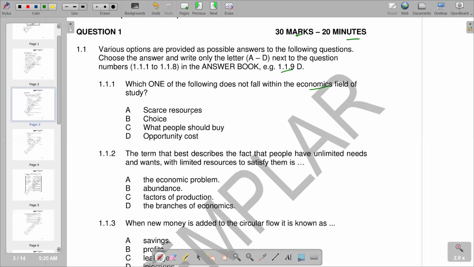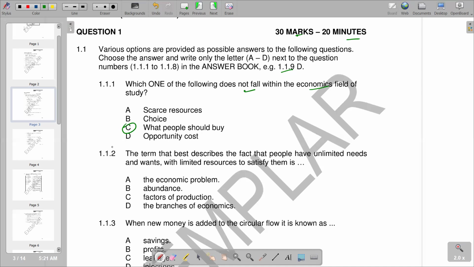Remember, the basic elements of the basic economic problem are scarcity, choice, and opportunity cost, which are described by A, B, and D. So it means our C is the odd one out, and we are supposed to indicate it as the correct answer there. And remember, our question is saying does not fall. So we have C being the correct response.